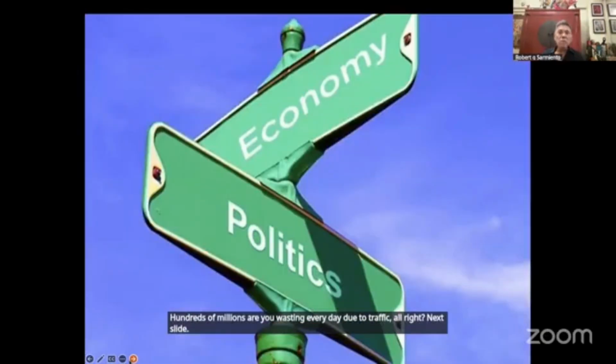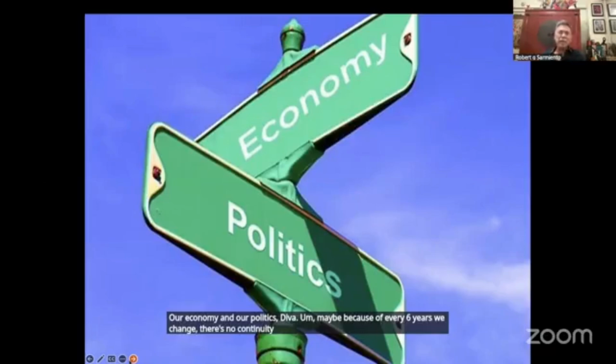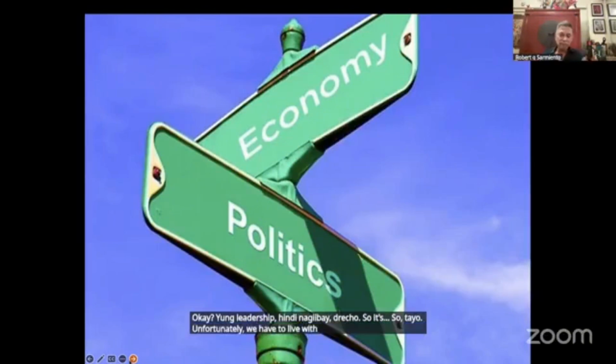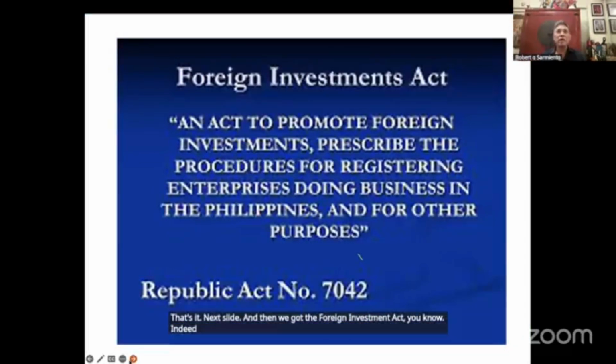Our economy and our politics, di ba? Maybe because every 6 years we change, there's no continuity. But when you look at Vietnam, China, Indonesia, they're more into the authoritarian rule. Yung leadership hindi nag-iiba eh, diretso. So tayo, unfortunately, we have to live with this, no? That's it. Next slide. And then we got the Foreign Investment Act, hindi liberal yung ating foreign investment, hindi pwedeng bumili, hindi pwedeng mag-own ng foreigners. So that turns off the foreigners also.